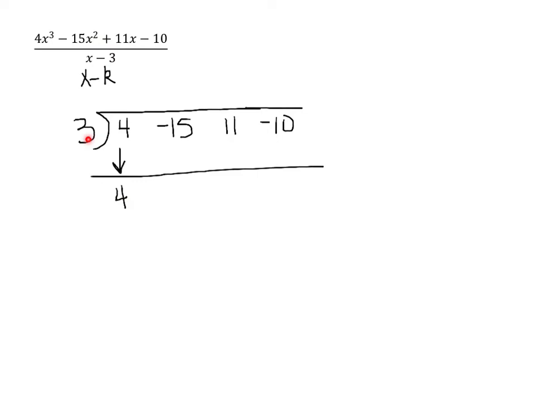4 times 3 is 12. Negative 15 plus 12 is negative 3. Negative 3 times 3, that's negative 9. 11 minus 9 is 2. 2 times 3 is 6. Negative 10 plus 6 is negative 4. So now we will write this all out. The first thing that I notice, my highest power here is x cubed, which means my answer needs to be one power lower.